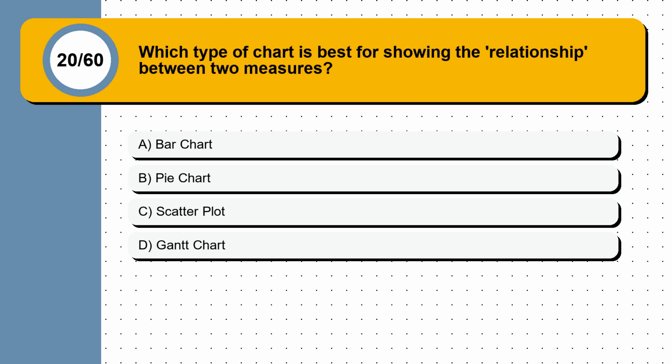Question 20. Which type of chart is best for showing the relationship between two measures? Option A, bar chart. Option B, pie chart. Option C, scatter plot. Option D, Gantt chart.